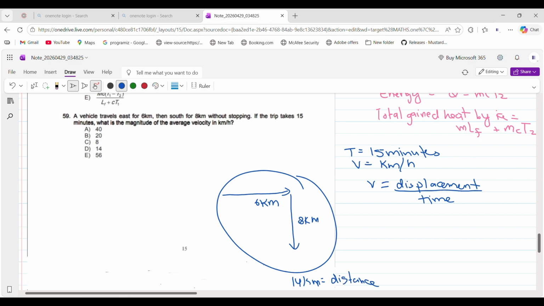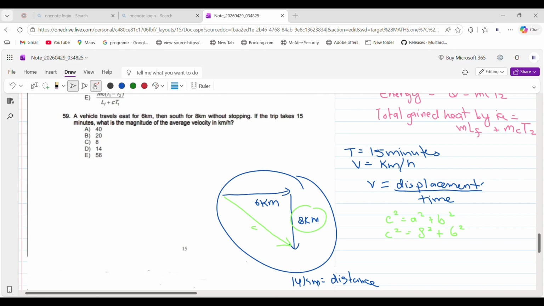But here they have asked us to find the displacement, and displacement is the shortest distance between the 2 points, and the shortest distance between these 2 points is basically this, right? Now if you see, this becomes a right angle triangle. So for finding this hypotenuse, we have the formula c square is equal to a square plus b square. Okay, so c square is equal to a square, which means 8 square, plus b square, which means 6 square.